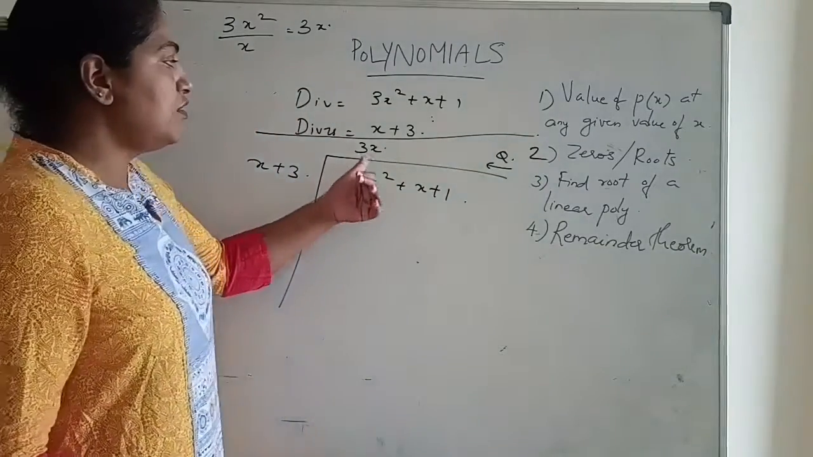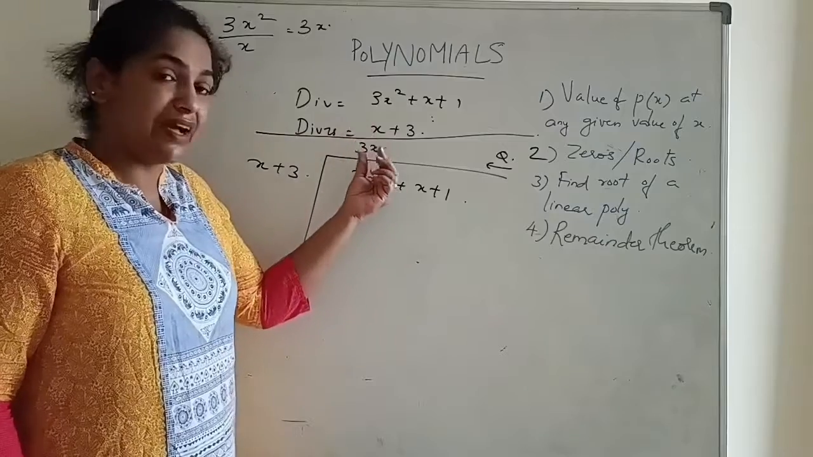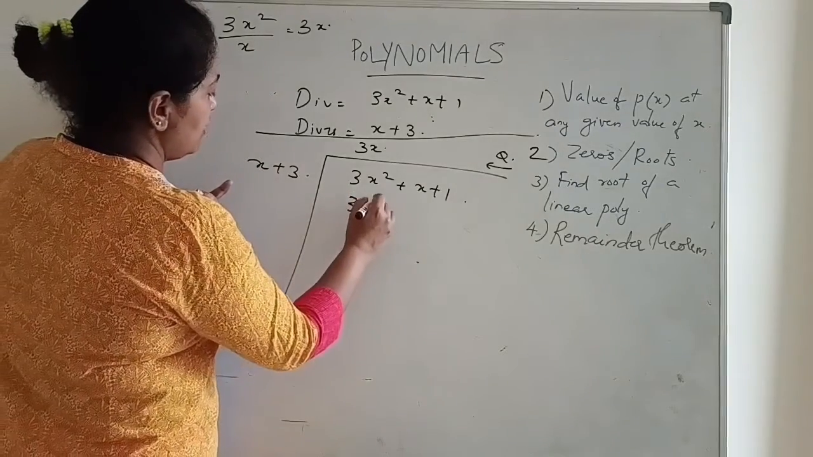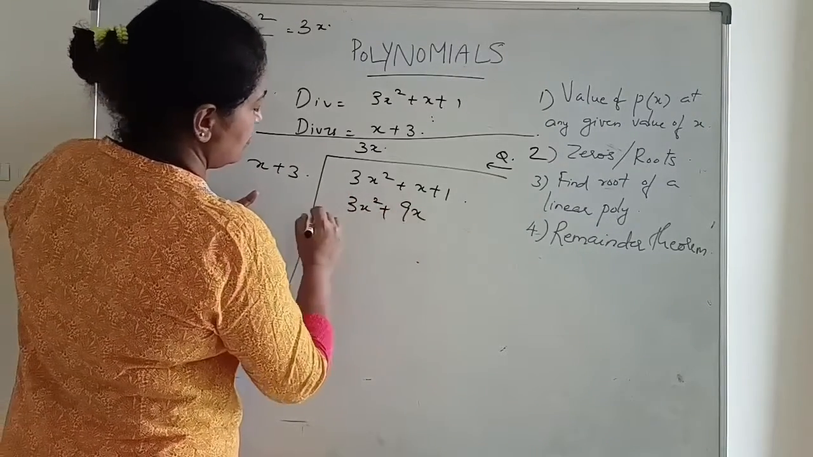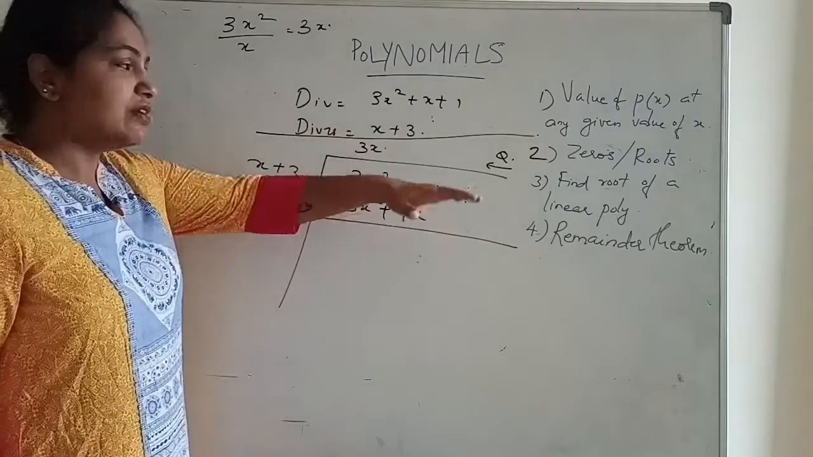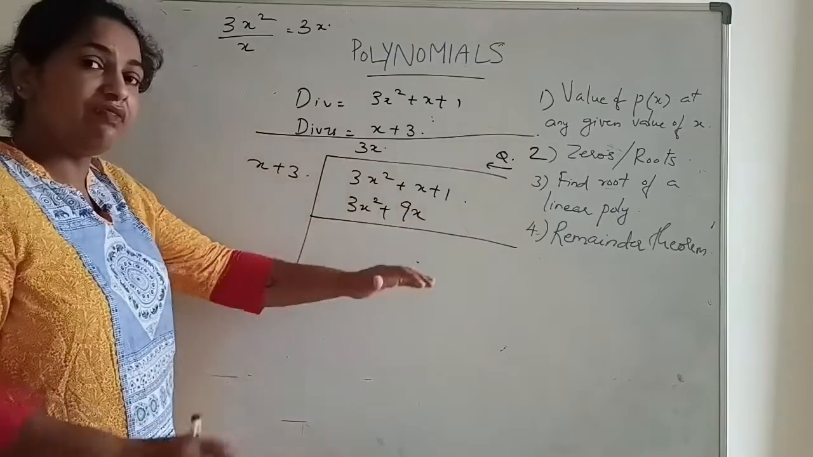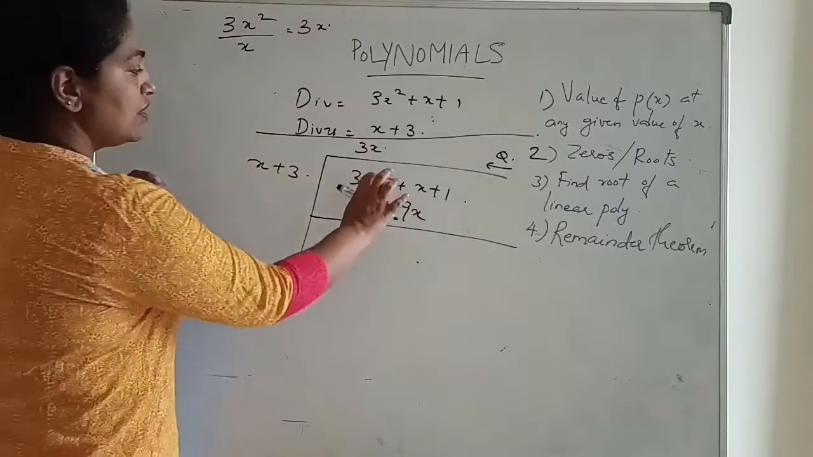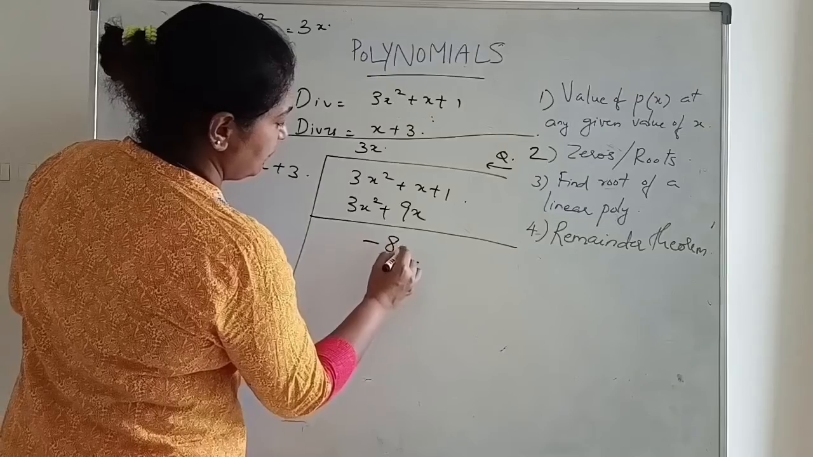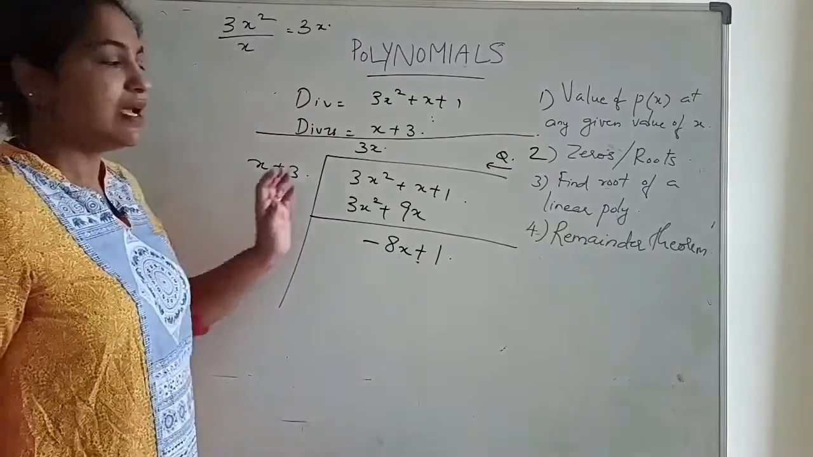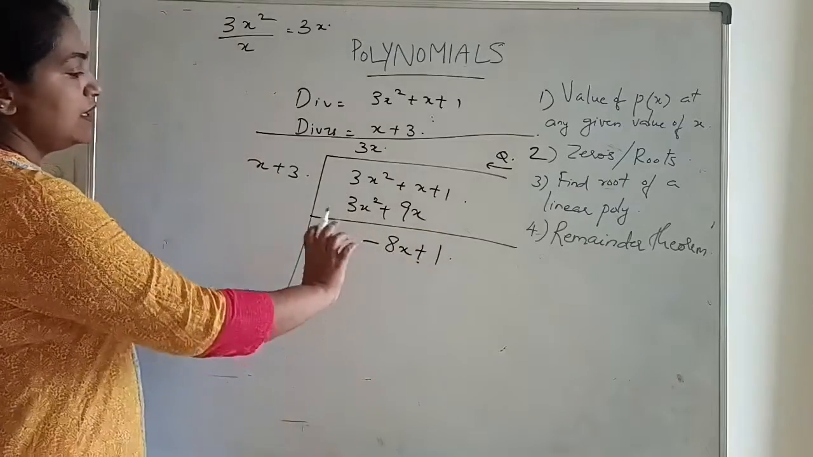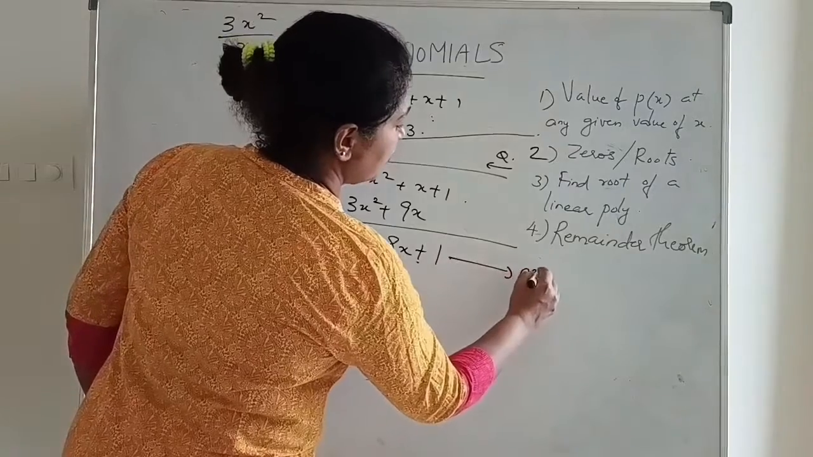Okay. Once you have identified the first term of the quotient, multiply that first term with the complete divisor. So, I will get 3x square plus 9x. Okay. The next step. Subtract line 1 minus line 2. It is always line 1 minus line 2. 3x square minus 3x square is 0x square. x minus 9x is a minus 8x. And bring down the rest of my dividend over here. Okay, 1 minus 0 is a 1. Okay. Now, this is my new dividend.